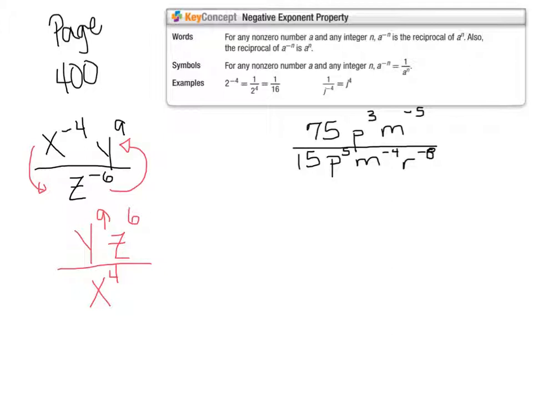Okay, now let's look at the other example that I have here. We need to clean up these coefficients right here. We know that 15 will divide evenly into 75.